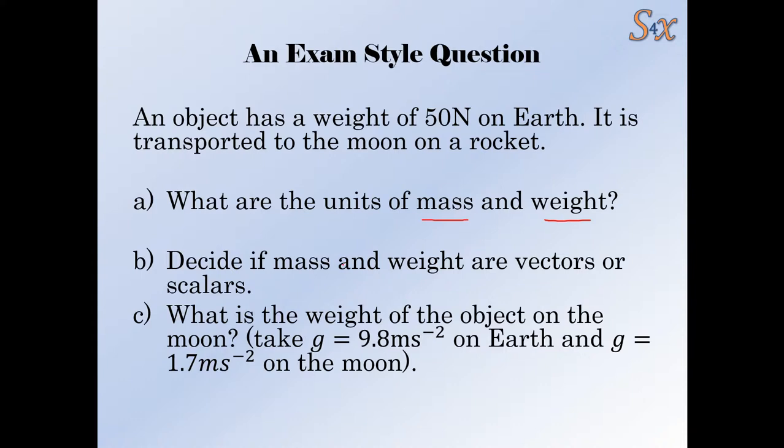Now, also I want to know if mass is a scalar or a vector, and if weight is a scalar or a vector. And then finally, we want the weight of the object on the moon. And I've said g is 9.8 on Earth and about 1.7 on the moon. So you'll see, although the mass is going to stay the same, the weight is going to be different.